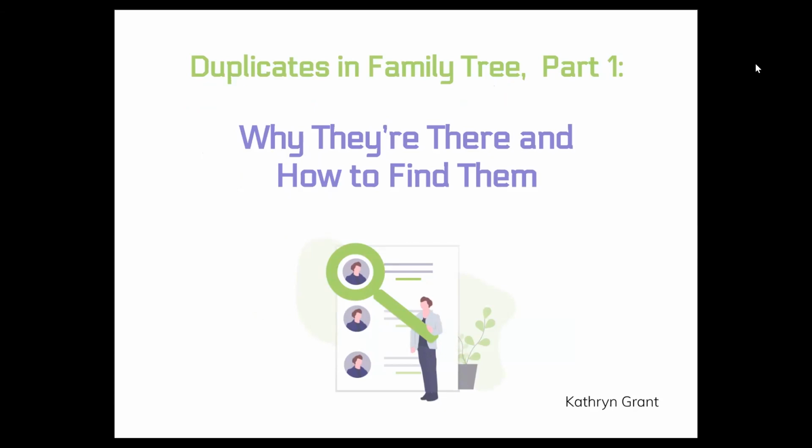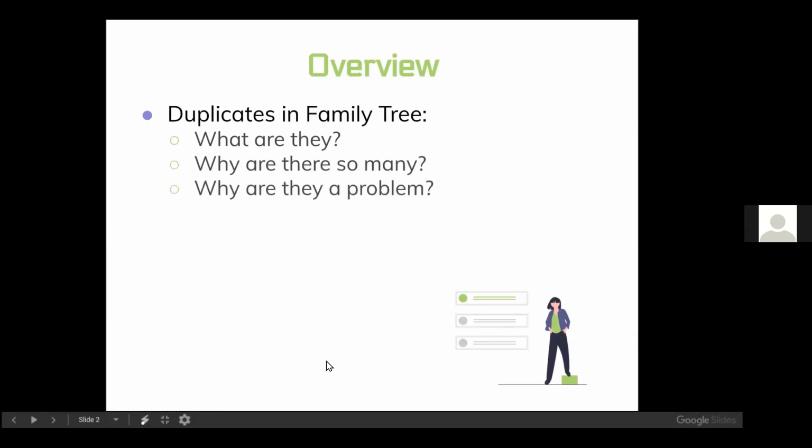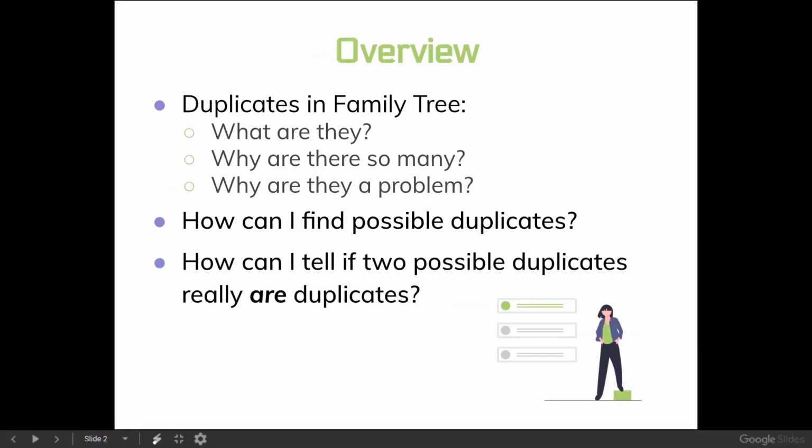So with that said, let's dive into our agenda and see what we're going to be covering today. We're going to first talk about duplicates in Family Tree. What are they? Why are there so many? And why are they a problem? And then second, we'll talk about ways to find possible duplicates. And then finally, how can I tell if two possible duplicates really are duplicates?